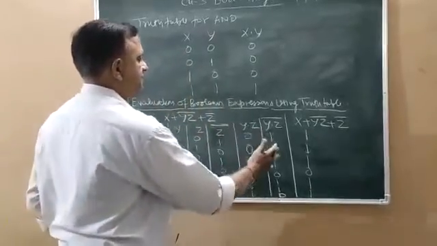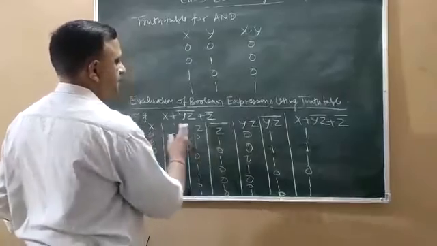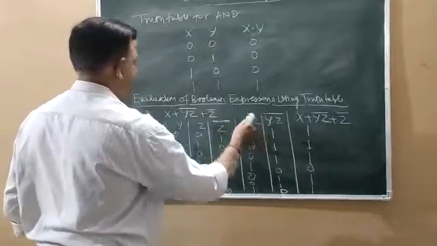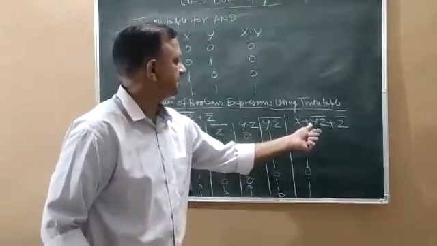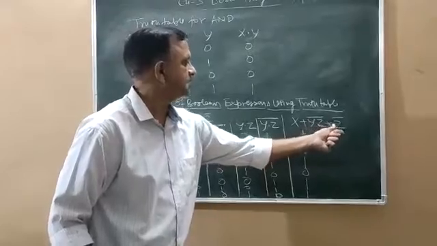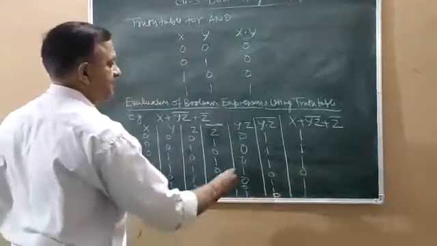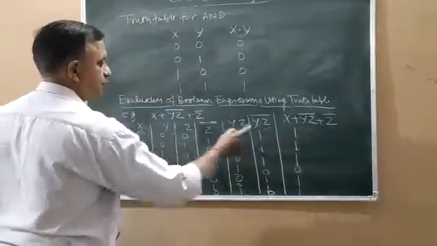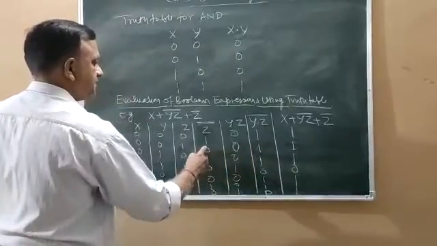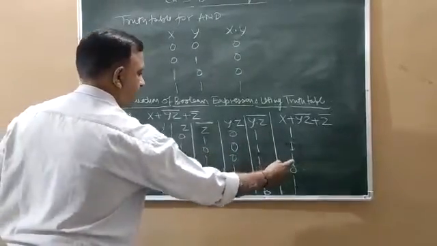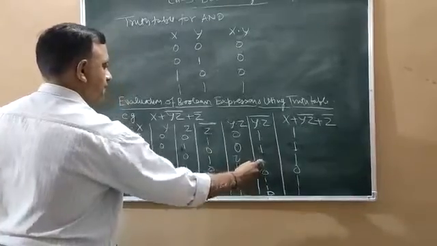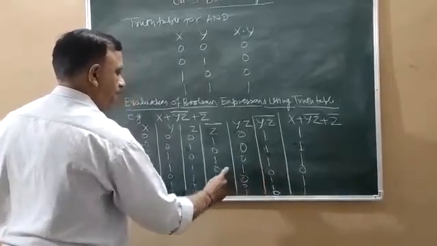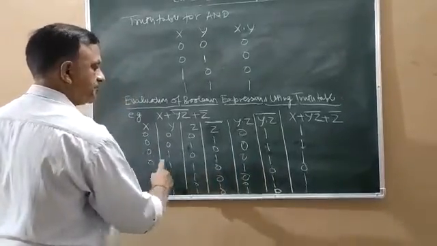Now we'll add these columns, that is x plus y z complement plus z complement. We will add x plus y z complement plus z complement. So you add it, then this will be 1 plus 1 plus 0 would be 1. Then 1 plus 0 plus 0 would be 1. Then next 1 plus 1 plus 0 would be 1. Then here 0 plus 0 plus 0 would be 0.